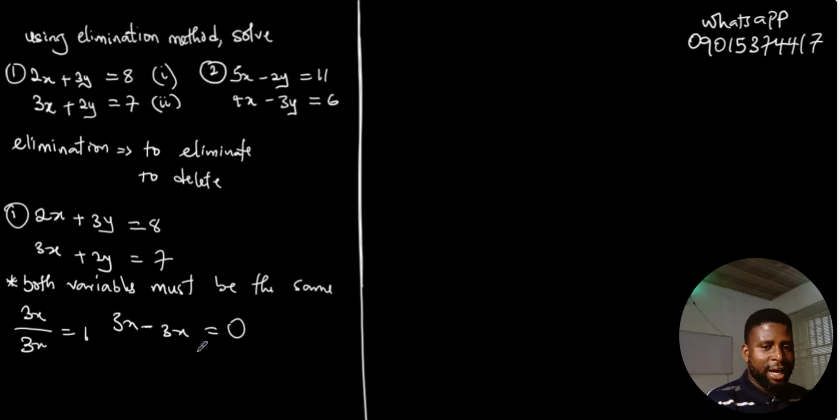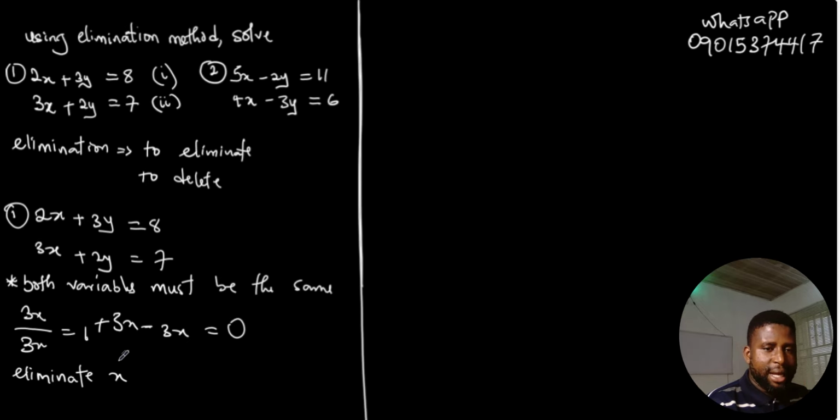So that means that for us to eliminate any variable, number one, both variables must be the same, and then we take the inverse of the 2 variables. Inverse there is, if I have positive 3x, then the other will be negative 3x. Now, let me eliminate x.